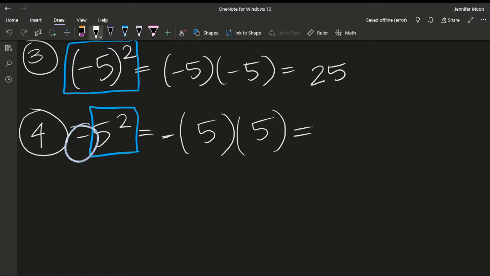So it may look similar to the third example, but watch this. If you do 5 times 5, you get 25. Those signs are the same, so it's positive. But like I said, you can't forget that we have this negative right here in the front. Because there's a negative in the front, you just keep it. There's not another negative that it's multiplying to change it, so it just stays a negative. Hopefully those examples make some sense to you.